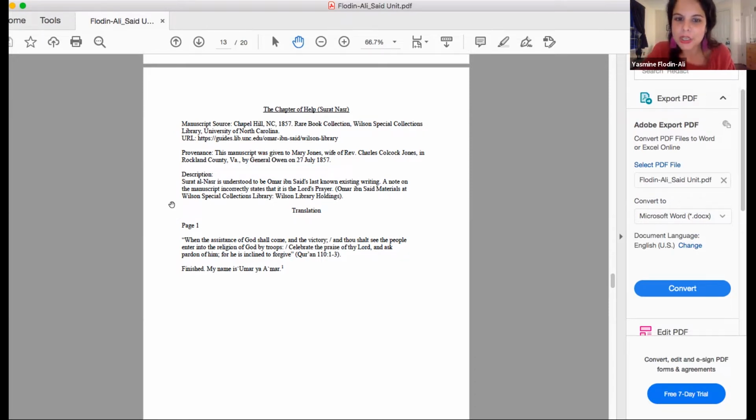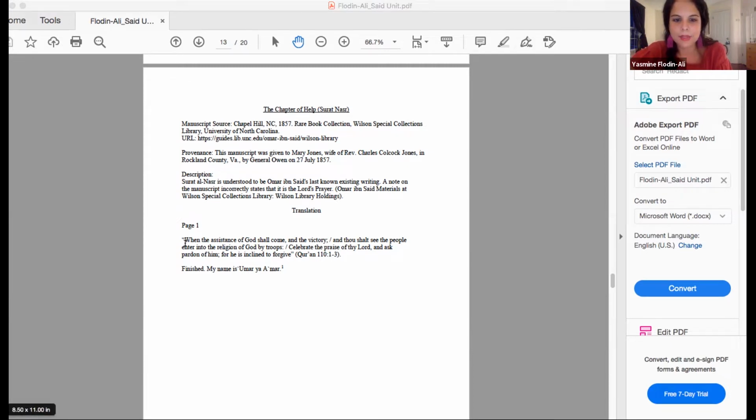And we've got a translation here from the Quran. "When the assistance of God shall come and the victory, and thou shalt see the people enter into the religion of God by troops, celebrate the praise of thy Lord and ask pardon of him, for he's inclined to forgive." So I think there are some really interesting themes here to draw out for students and to ask them.